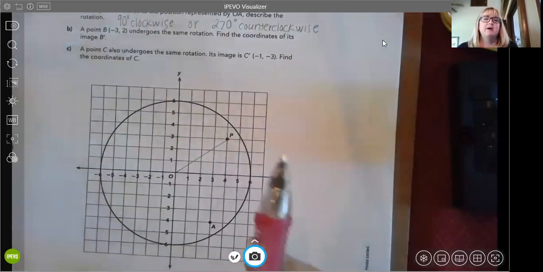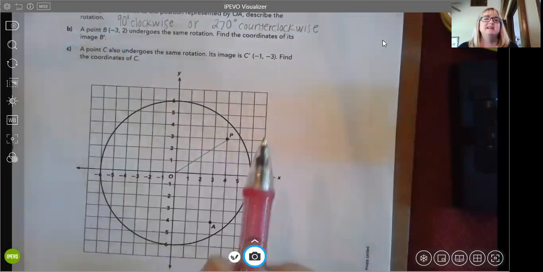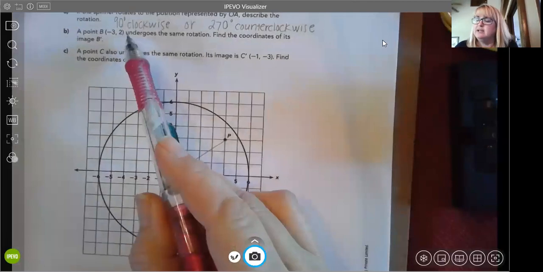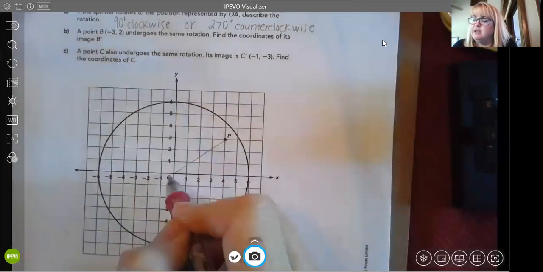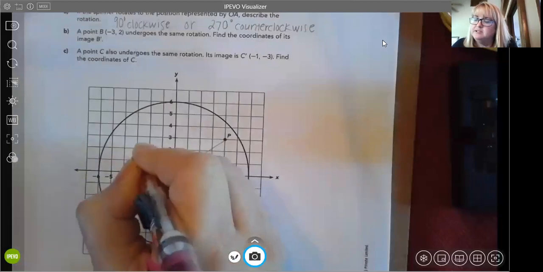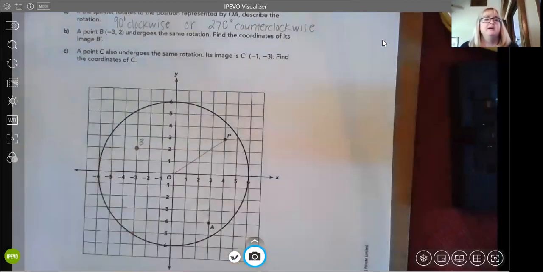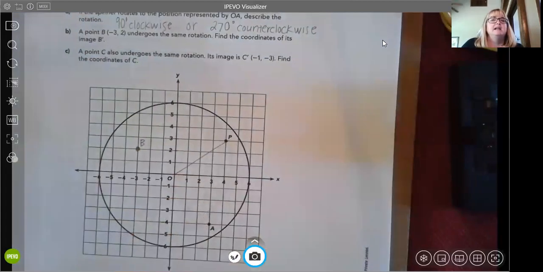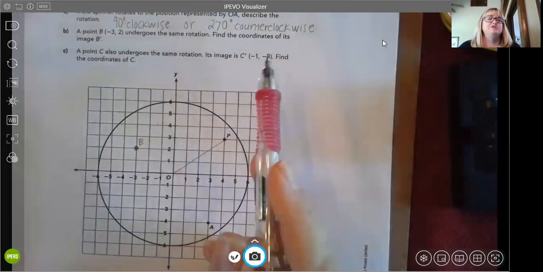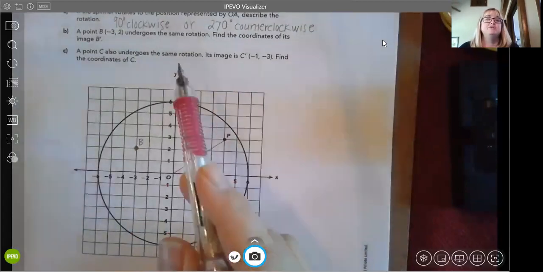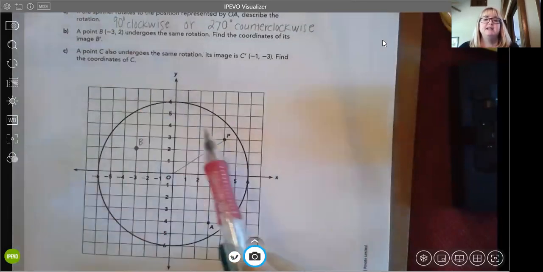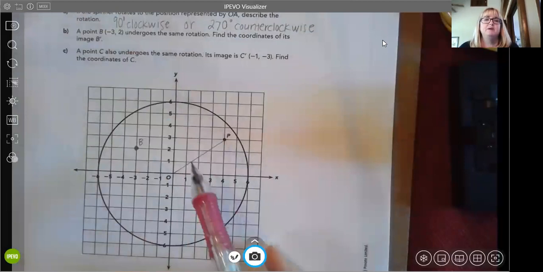All right, so let's figure out where it is right now. Right now it says it is at (-3, 2). All right, so let's plot that. (-3, 2) would be here. So that is B. Now, it is going to do the same rotation. Find the coordinates of its image B prime. Okay, how many degrees? It's going 90 degrees clockwise. So if I move clockwise, it's going to be in here somewhere with P.